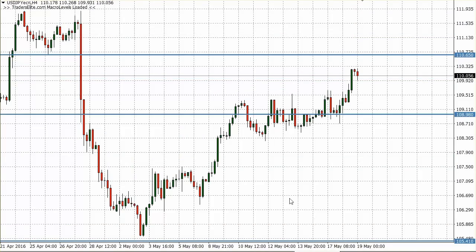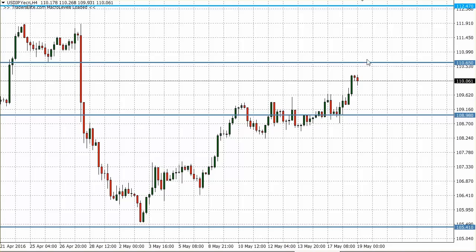Dollar yen, another good example over here. We came close to the 105.41 level, found support, and you can see that it rallied quite strongly to that 108.98 level, meandered on that level for quite some time, found support, and now it looks like it's heading towards the 110.65. If it busts through that and holds above 110.65, then we could see a very high likelihood of it pining for the 112.47.